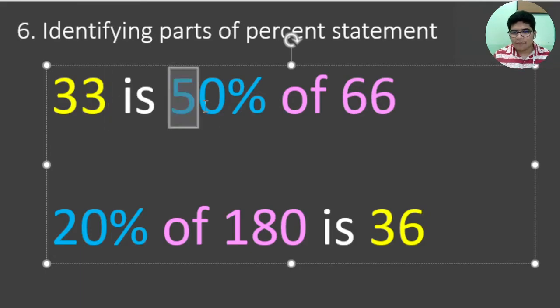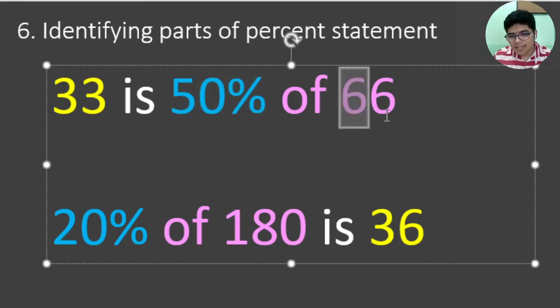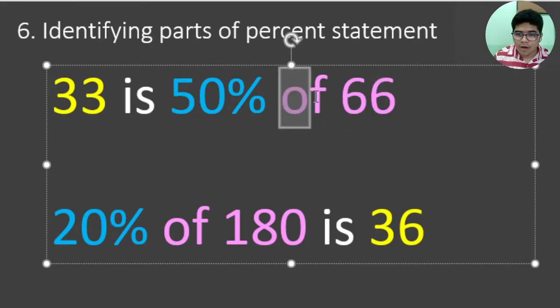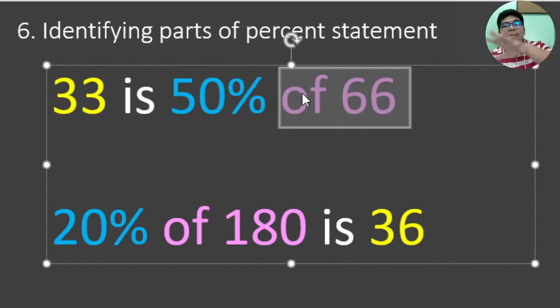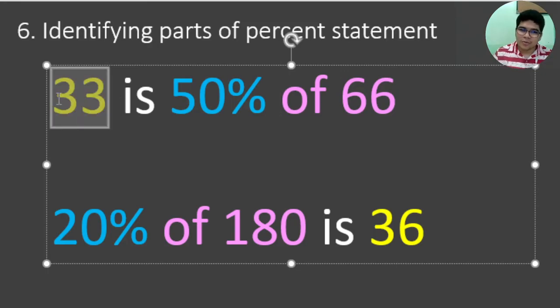For example, look at this. 50%. Of course, that's the rate or the percent. Why is that the rate or the percent, sir? Because it has a percent symbol. See? And then 66 is the base. How do you know that's the base, sir? Because it is preceded by the word of. Lagi siyang may of before the base. So, of 66, that means the base is 66. It means siya yung pinagbabasehan nung percentage. Okay? So, after you find the rate and then the base, you can finally find, oh, so 33 is the percentage or the portion.